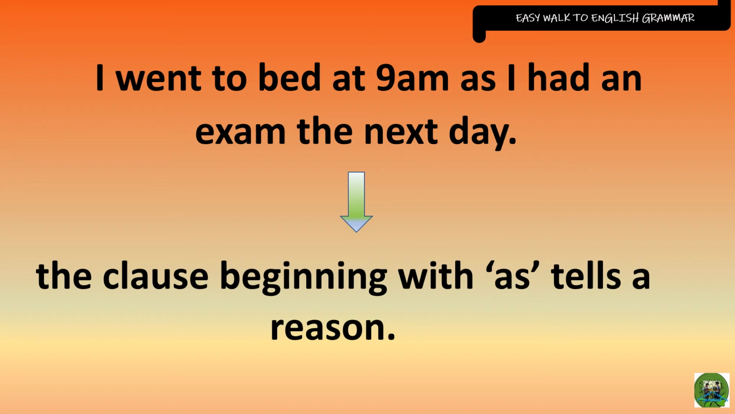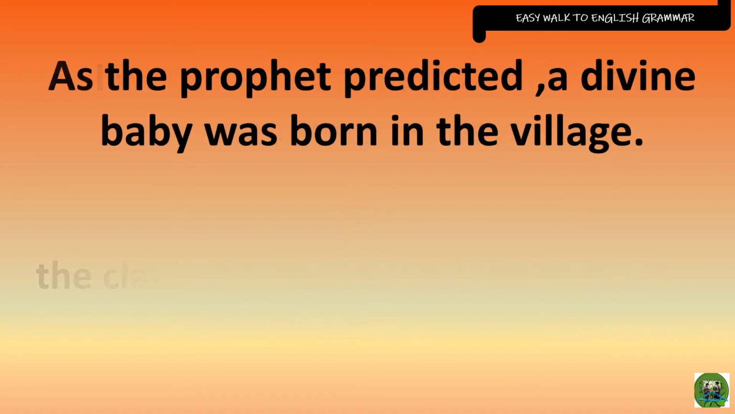In the previous sentence we saw that as helped us to connect two actions happening simultaneously. Here in this sentence as helps us to tell a reason. At the same time it helps us to connect two parts of a sentence, and it also helps us to tell a reason. I went to bed at 9 a.m. as I had an exam the next day. Looking into another example, as the prophet predicted, a divine baby was born in the village.